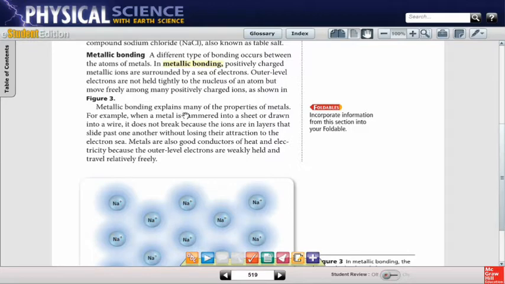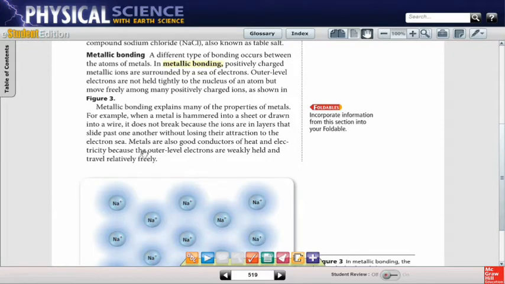Metallic bonding explains many of the properties of metals. For example, when a metal is hammered into a sheet or drawn into wire, it does not break because the ions are in layers. So all these things kind of form layers that slide past one another without losing their attraction to the sea of electrons.